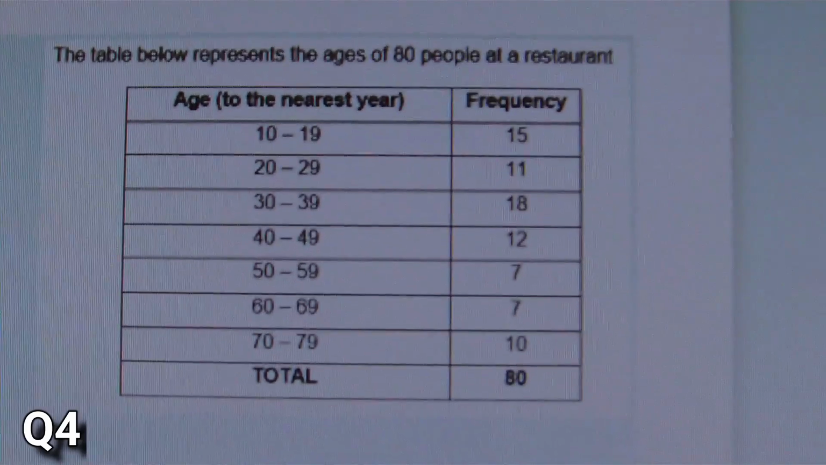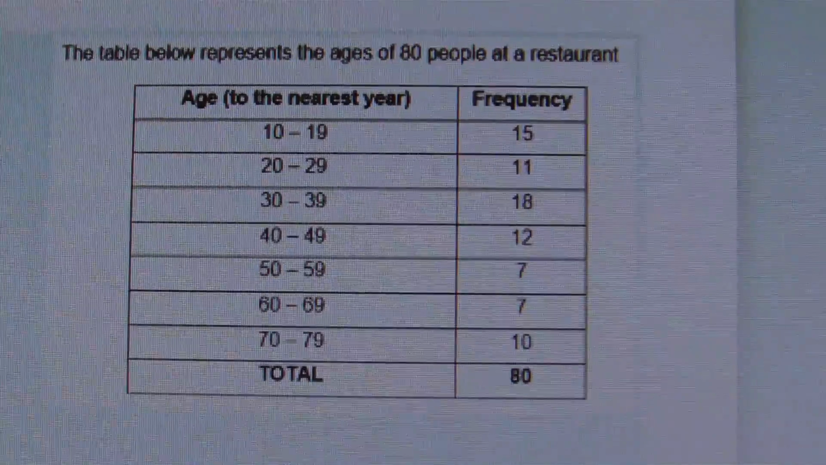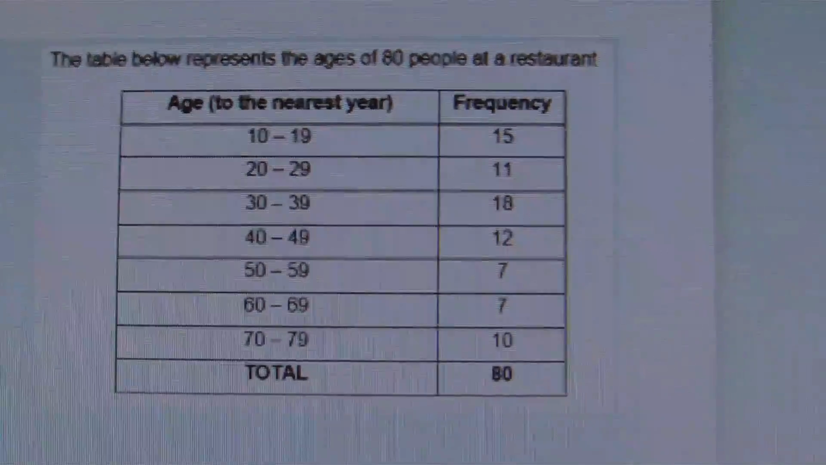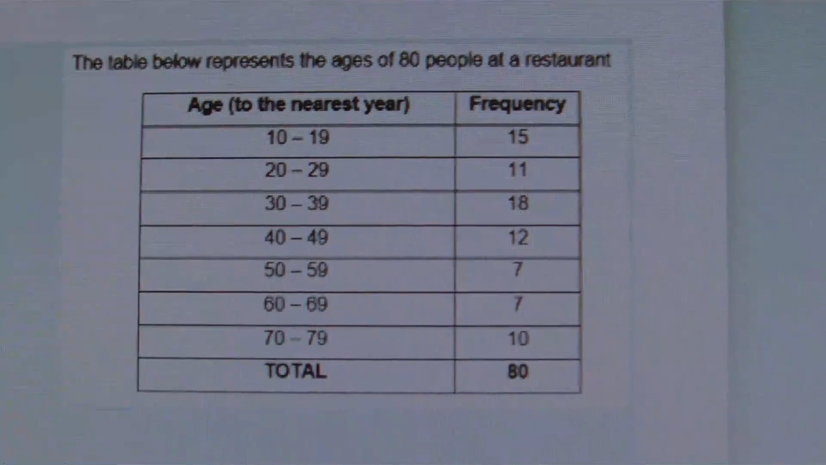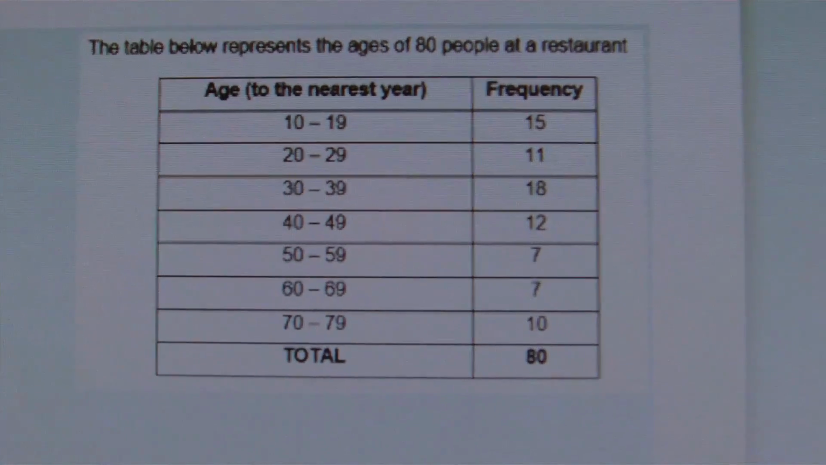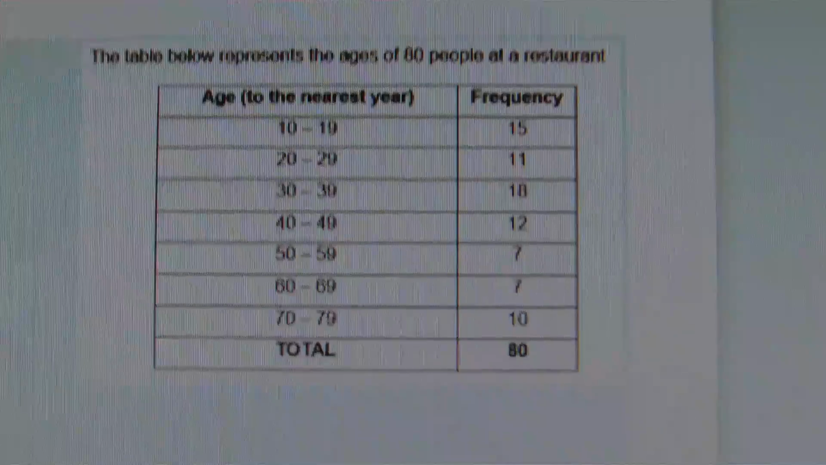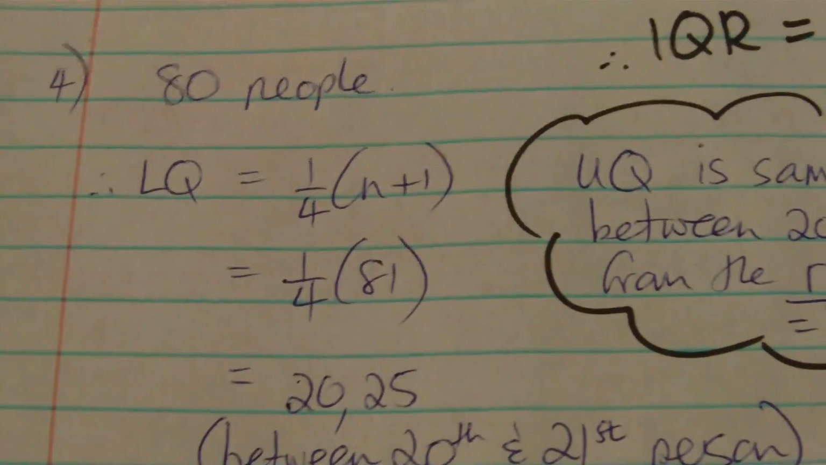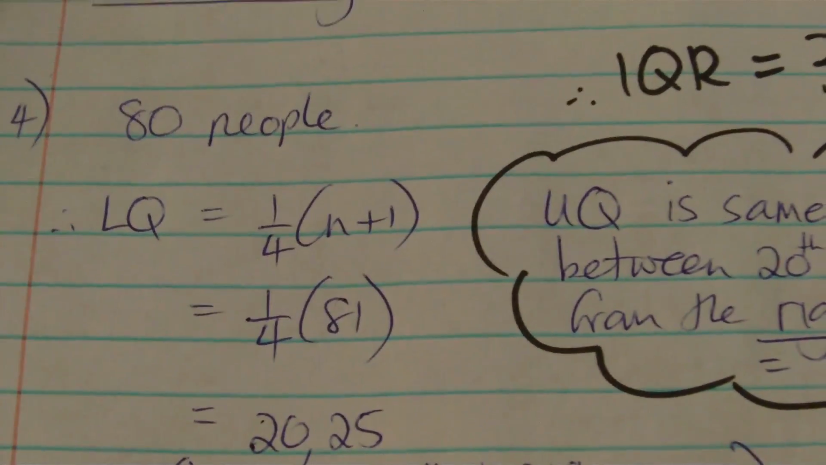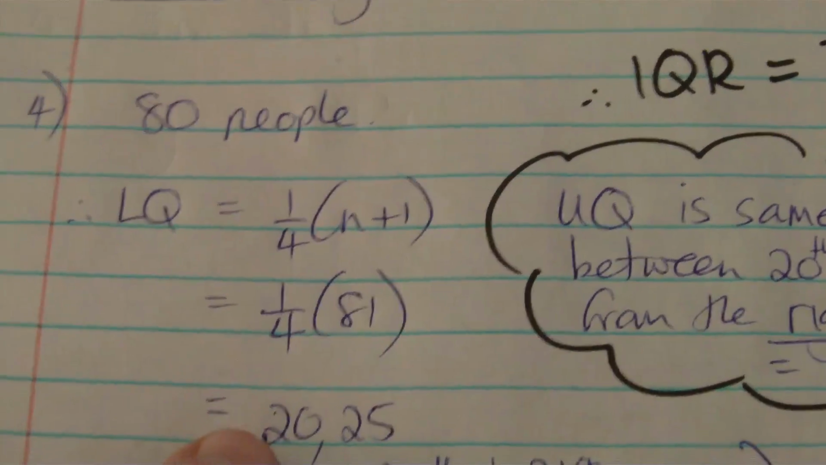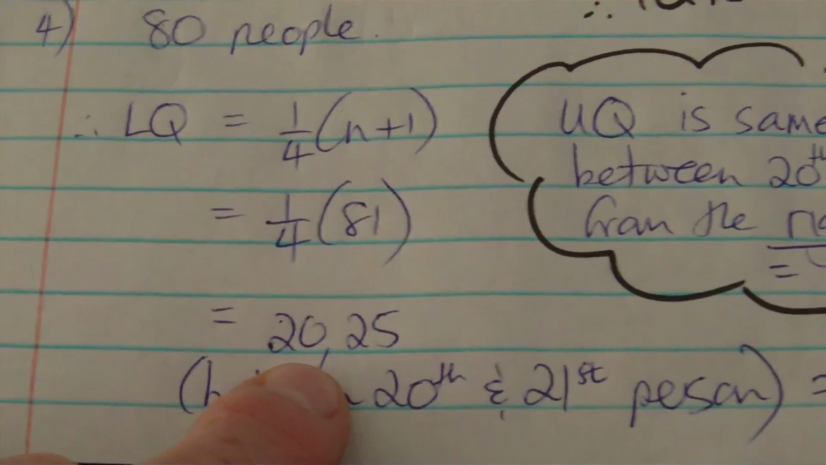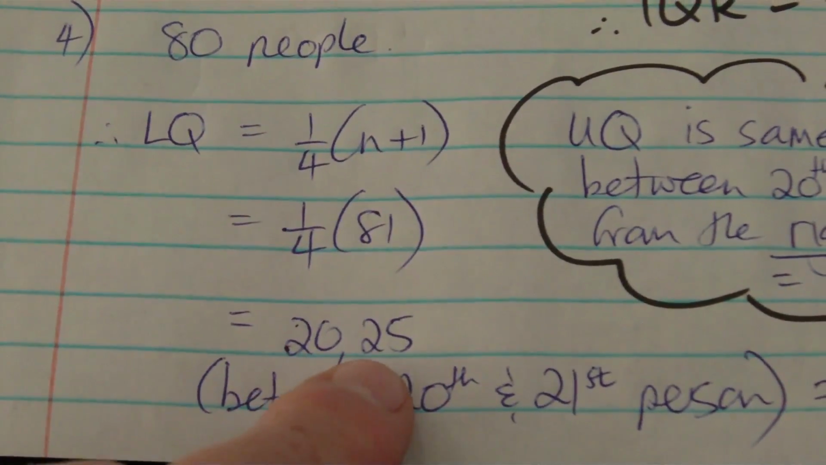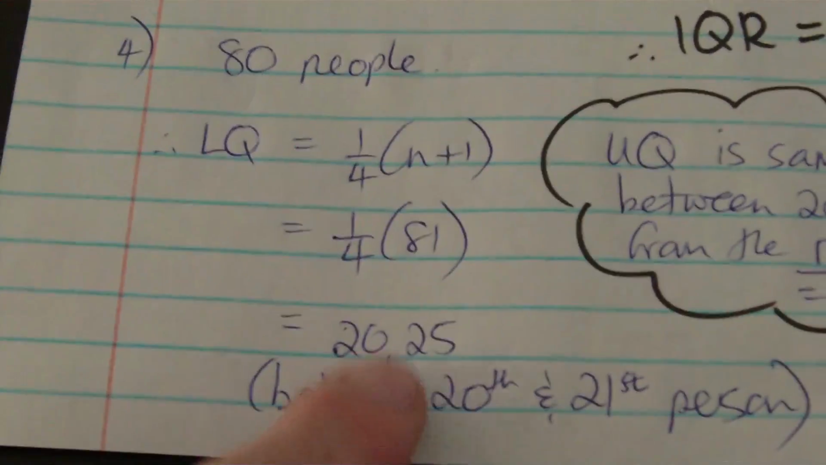They want to know what the interquartile range is. Okay, so you know that an interquartile range is upper quartile minus lower quartile. Okay, so lower quartile is this formula here, quarter n plus 1. Okay, because we're dealing with 80 people, your n is 80. So your lower quartile position will be a quarter times 81, which is 20.25. So we're going in between the 20th and the 21st person.